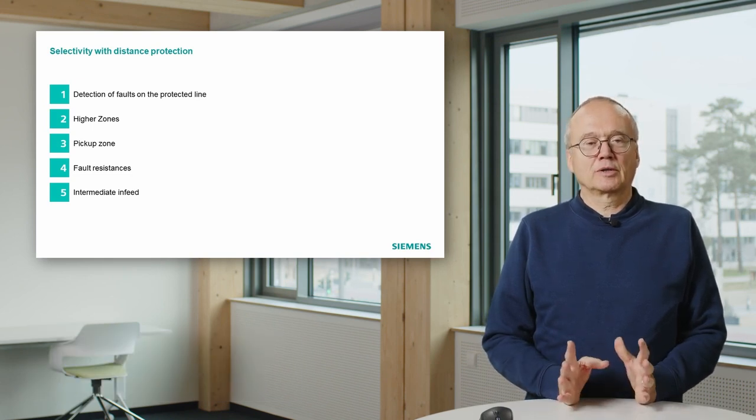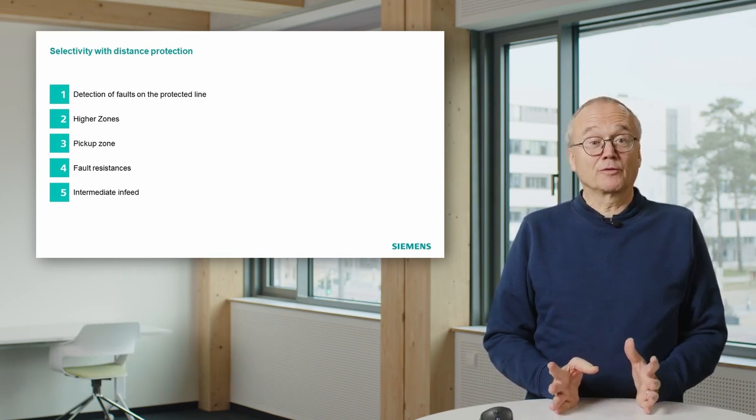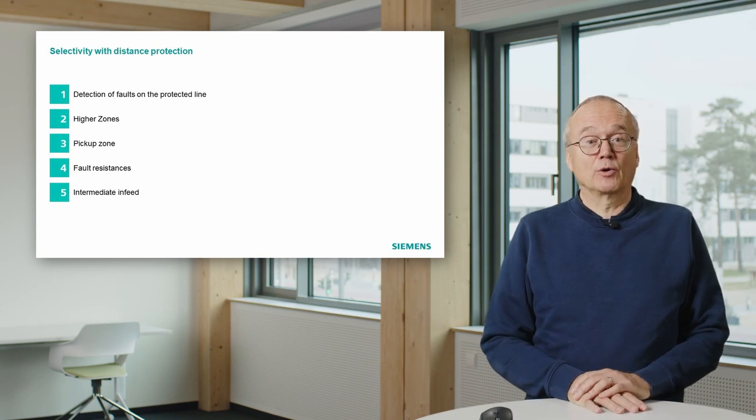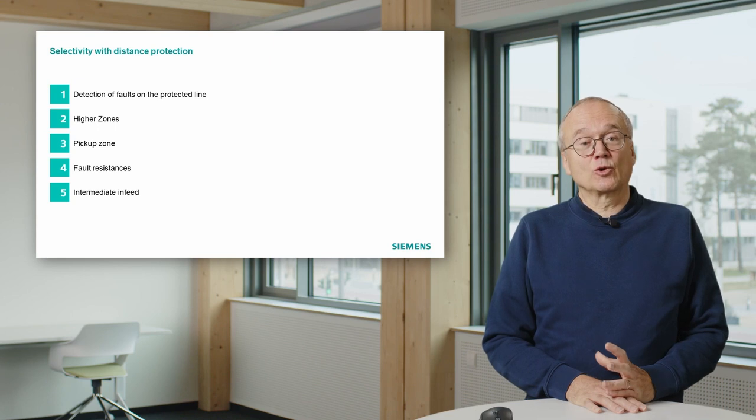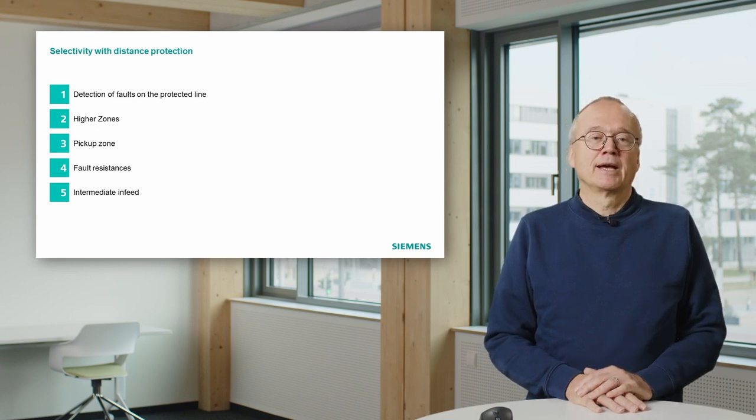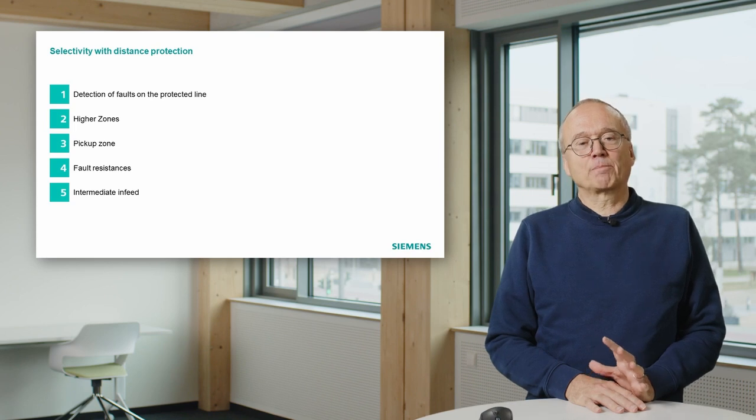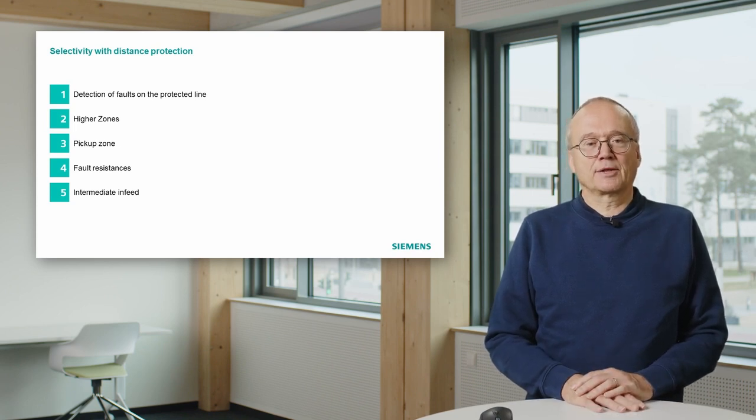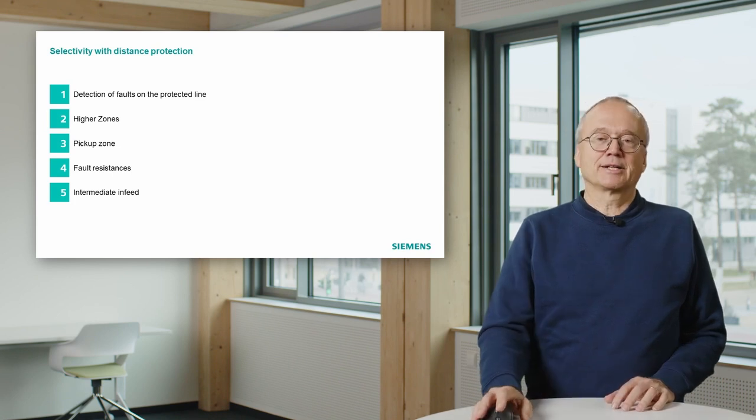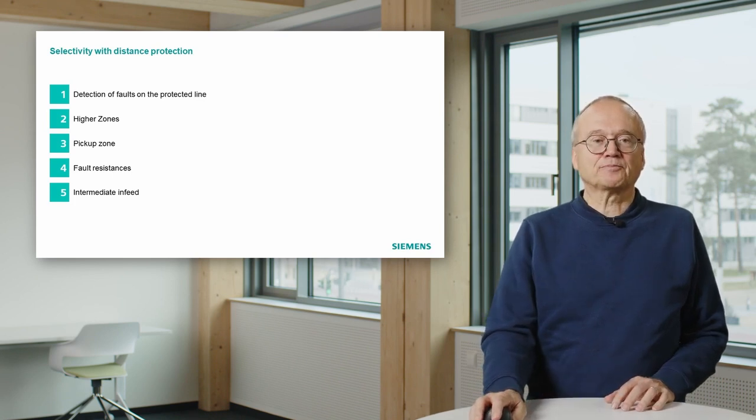First of all, the main point of a distance protection, detection of faults on the protected line. We will then look at higher zones, at the pick-up zones, and then finally at two dedicated topics which also affect the selectivity: the influence of fault resistances, and the intermediate infeeds.